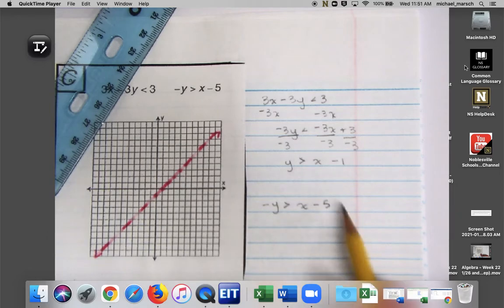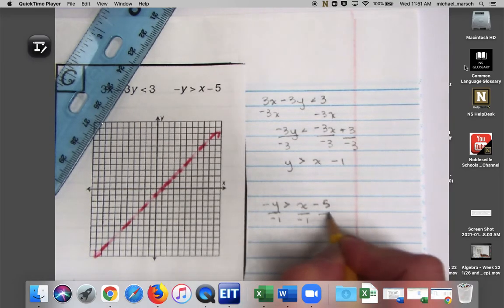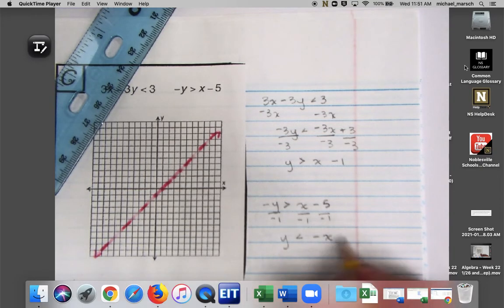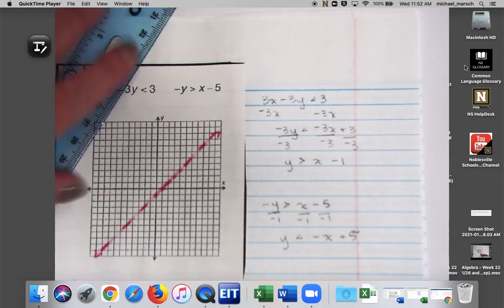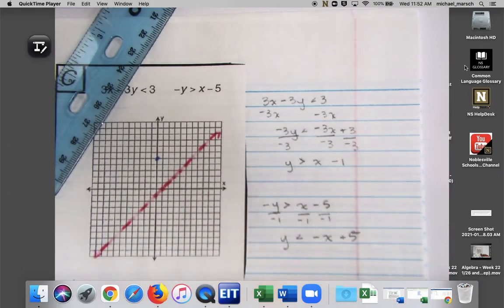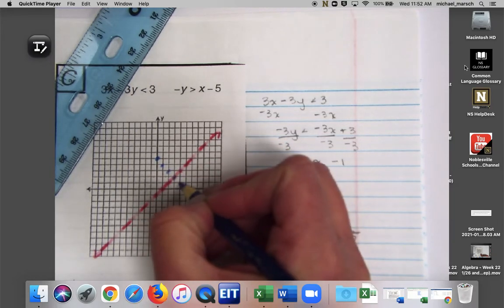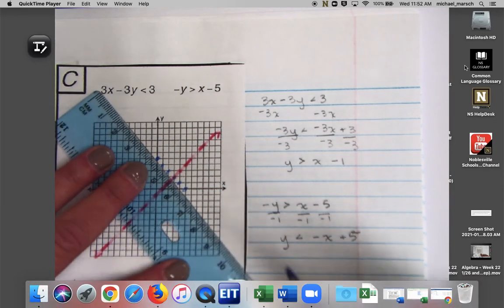Okay, let's look at this one. What do I have to do here to fix this? Divide by -1. I cannot have that negative y there. So again, I have to flip my sign. y is less than -x plus 5. So my y-intercept is 5. My slope is -1/1. I've got another dashed line, which I'm going to try to remember to do.